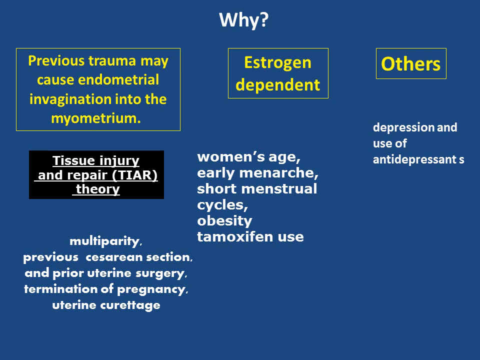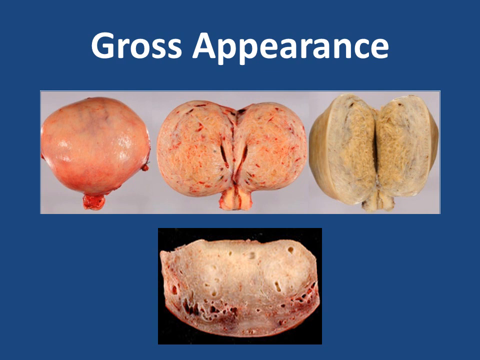But others mention that adenomyosis is an estrogen-dependent disease, so it is commonly seen in patients who have a lot of estrogen. Reproductive age is common, around 30 years old, and in women with early menarche, short menstrual cycles, obesity, and tamoxifen use. And one of the suggested possibilities is the occurrence of depression and use of antidepressants in some studies.